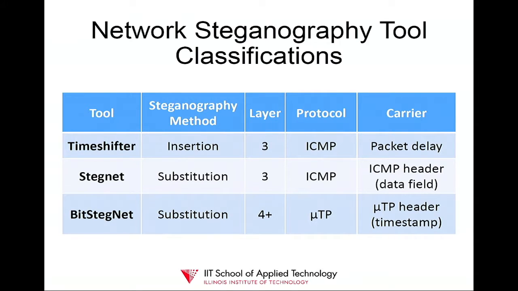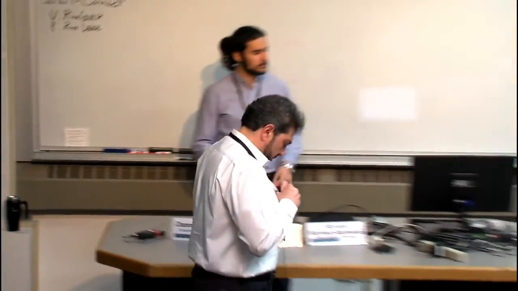And the last one, which is what all our work this semester was on, is BitStegNet. It works with substitution at layer 4 or higher, in Micro TP, and we substitute information in the UTP header in a field called timestamp. Now my partner is going to dig deeper into these subjects and explain more. Thanks, Sam.